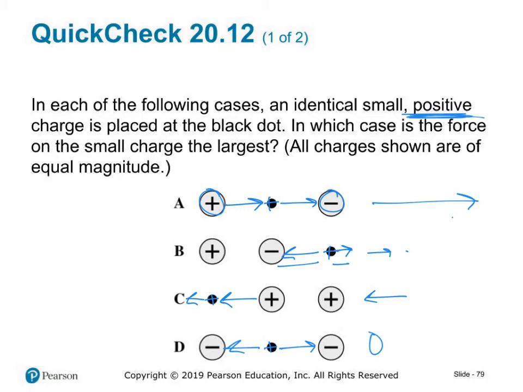All right, so we're looking for the case where the force on the small charge is the largest. That one definitely has to be A, because both charges are equally distant there. They're pretty close, and they're both applying force in the same direction.